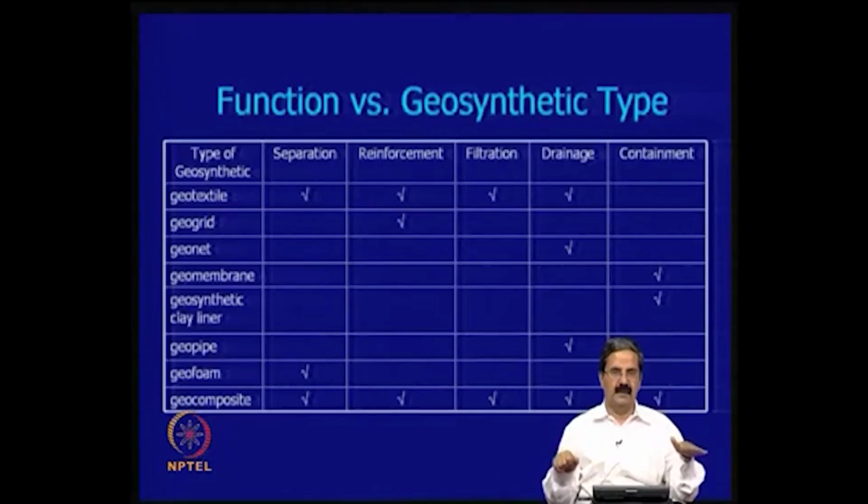Separation means, you are trying to separate two materials. For example, in the case of a pavement, you have a subgrade, subbase, base course and wearing course. You want all of these materials to perform their individual actions well, but what happens is, because of the load application from traffic, intermixing of layers does take place. If a load is applied and then released, the bottom material comes to the top and the top material goes down.